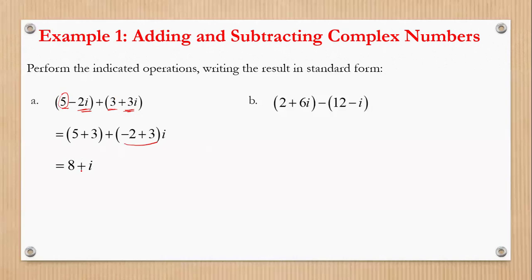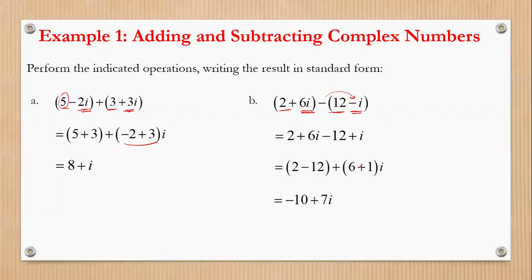And we do the same for subtraction. Subtract the real parts, 2 minus 12, which is -10, subtract the imaginary part, which is 6i minus negative i. So remember that we need to distribute the negative, which gives me positive i. So if you drop the parentheses, the first parenthesis doesn't have any numbers in front, so we say 2 plus 6i, but the second parenthesis has a negative, so you distribute the negative, so you get negative 12 plus i.